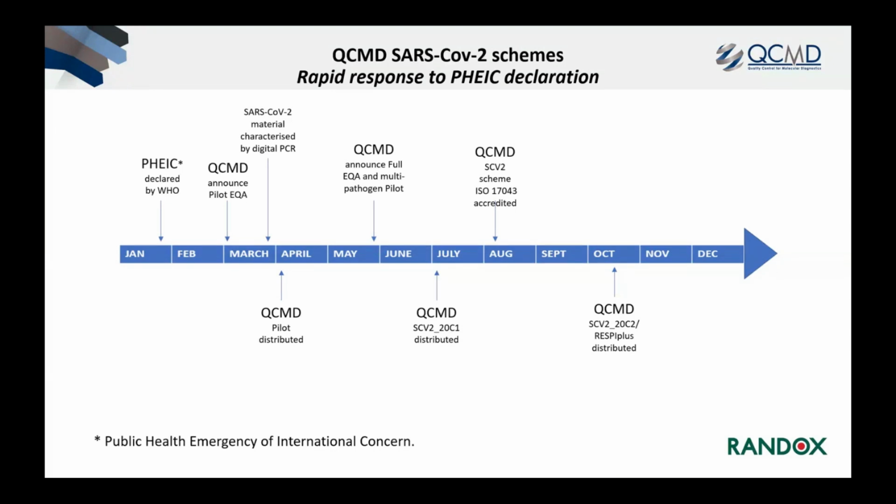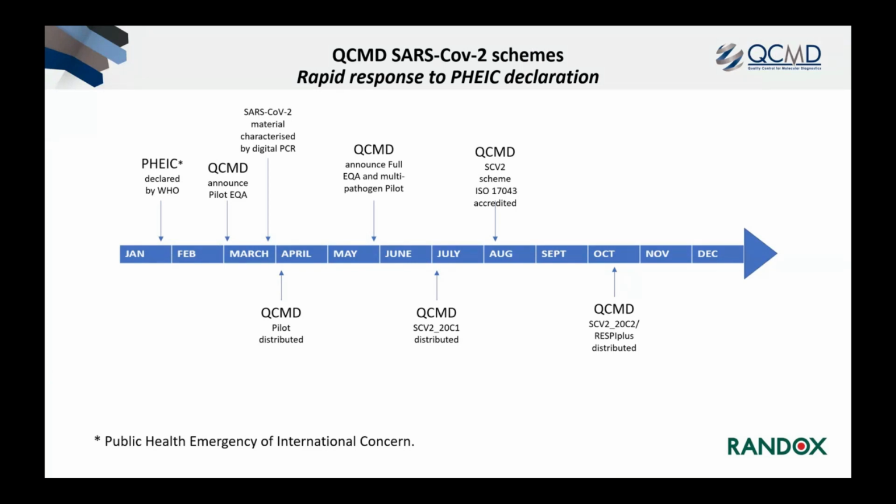While we were preparing to distribute the scheme, we characterised the material ourselves. Internally here at QCMD, we use digital PCR to characterise material because we need some reference point to ensure that the material can be anchored and standardised, and when there is no international standard available, digital PCR gives us that ability. And obviously, as this was a brand new pathogen, there are no other standards available. Our first pilot was distributed in early April, and was extremely popular.